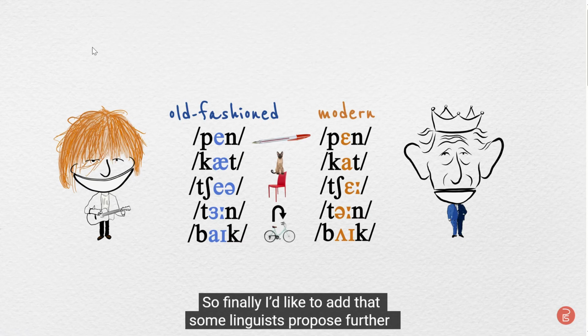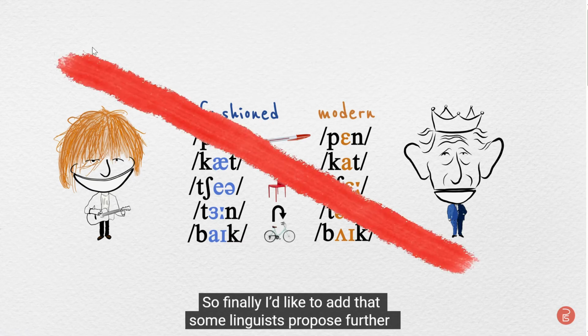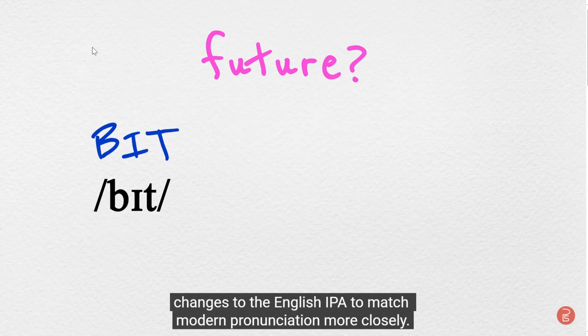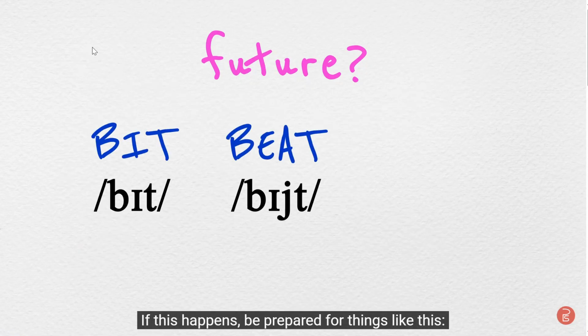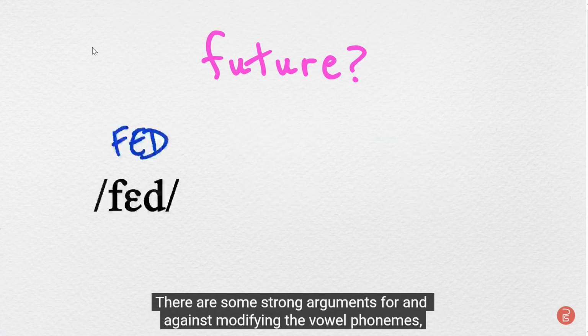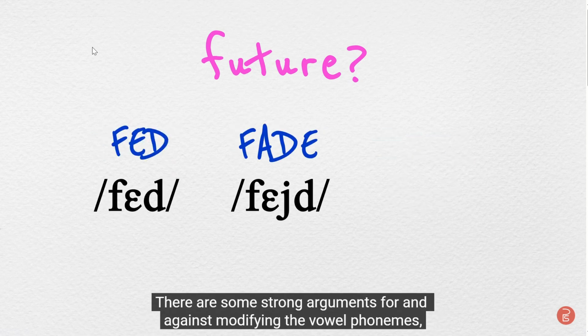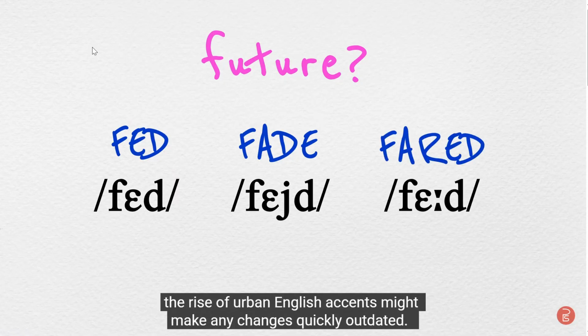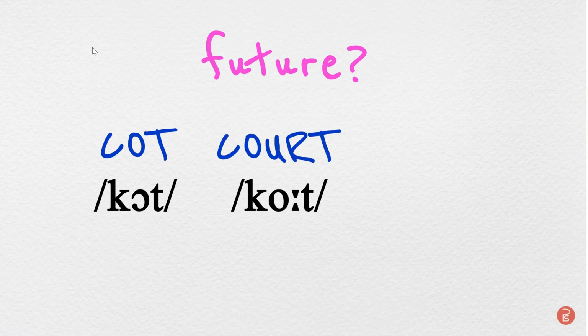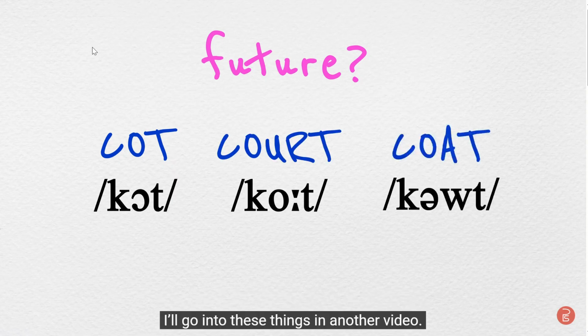So finally, I'd like to add that some linguists propose further changes to the English IPA to match modern pronunciation more closely. If this happens, be prepared for things like this. There are some strong arguments for and against modifying the vowel phonemes. The rise of urban English accents might make any changes quickly outdated. I'll go into these things in another video.